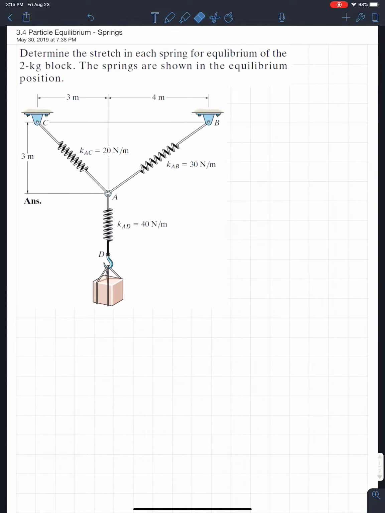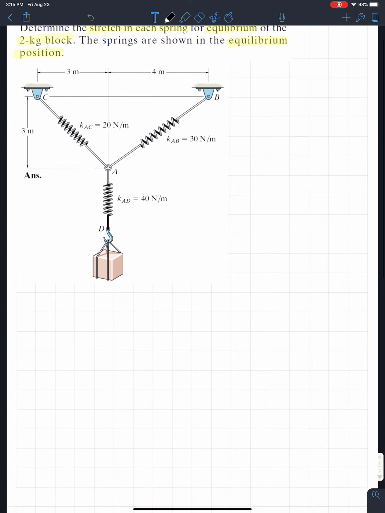Alrighty, so looking at this question, what it wants us to do is determine the stretch in each spring for equilibrium of the 2 kilogram block. The springs are shown in the equilibrium position. So that equilibrium position part is very important because that indicates that the springs are already stretched.